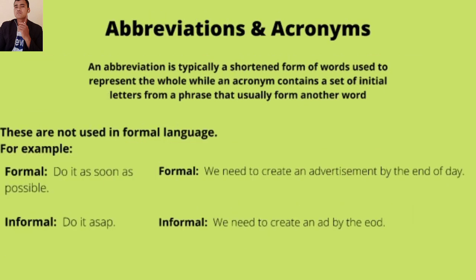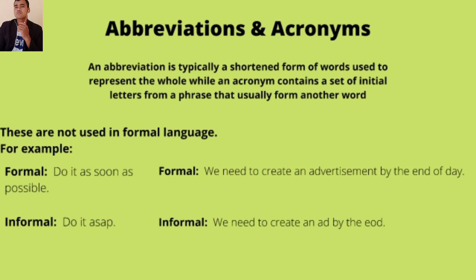The next thing you need to avoid in formal writings and speeches are abbreviations and acronyms. An abbreviation is typically a shortened form of words used to represent the whole, while an acronym contains a set of initial letters from a phrase that usually form another word. For instance, in place of as soon as possible, people say ASAP. Formal is do it as soon as possible. Informal is do it ASAP.